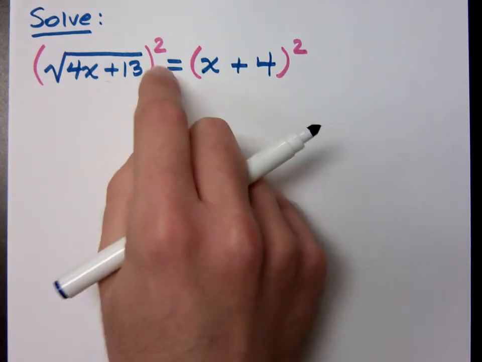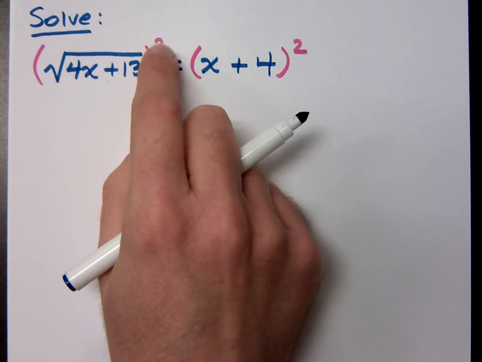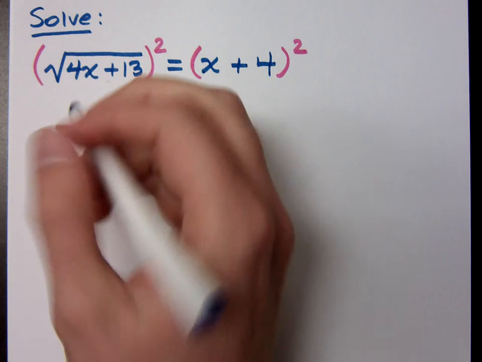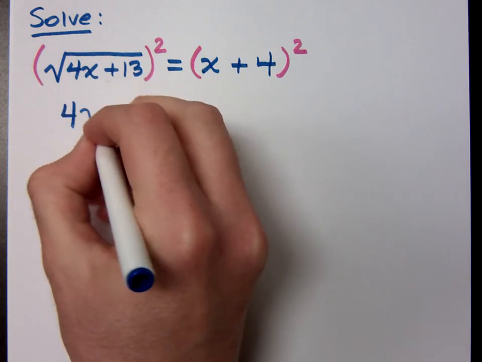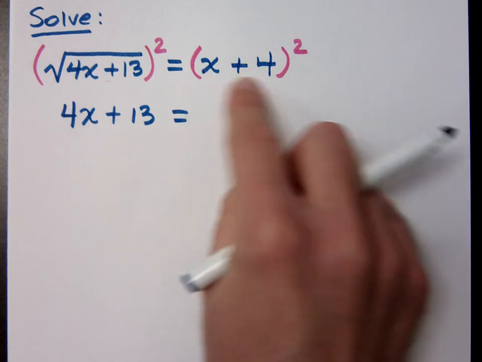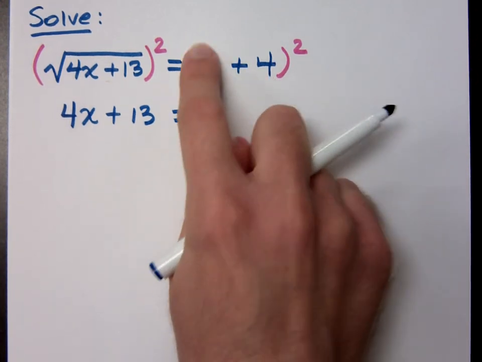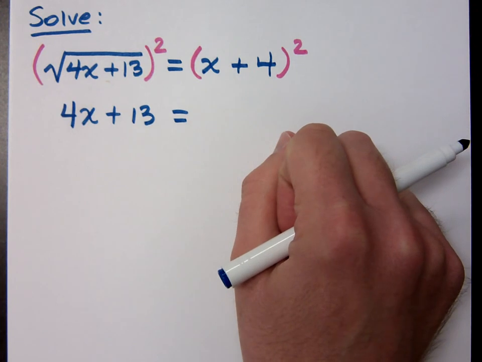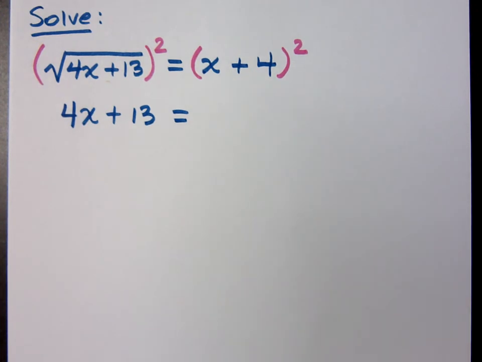So if I square the square root, because that's what it sees first, what happens here on the left? 4x plus 13. That's 4x plus 13. On the right side, though, there's nothing to protect x plus 4, is there? So this kind of goes back to what you saw in 0308, squaring a binomial.